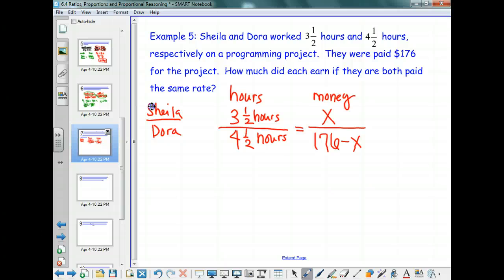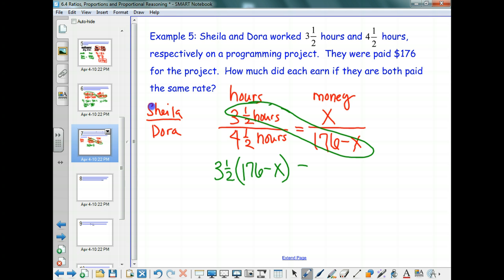All right, so what am I going to do next? Cross multiply. When I cross multiply here, it's going to be a little bit messier than the last ones, right? So let's take a couple steps to write this down. I have 3.5 times 176 minus X. And then I have on the other side 4.5X.